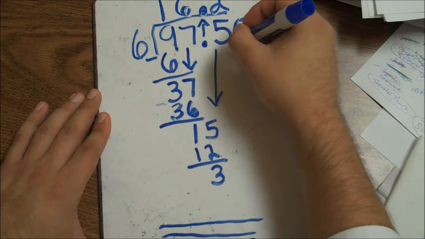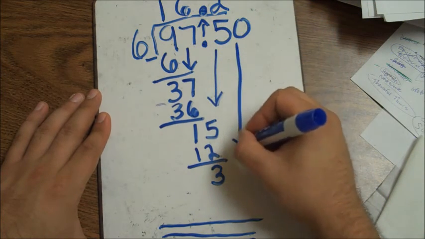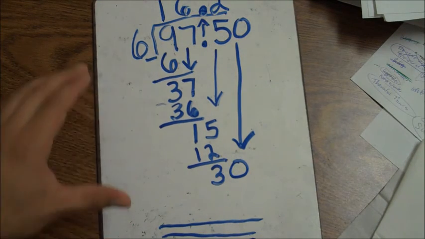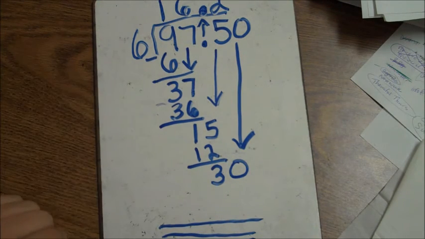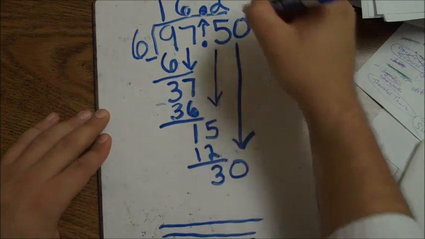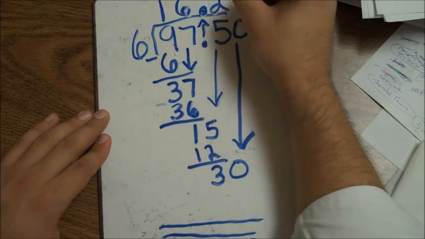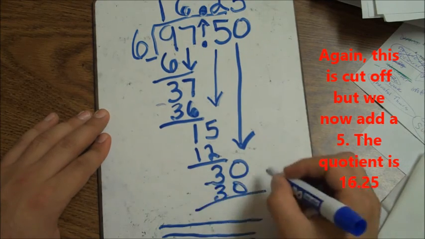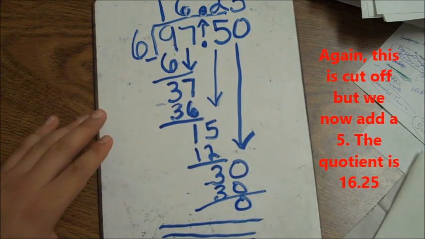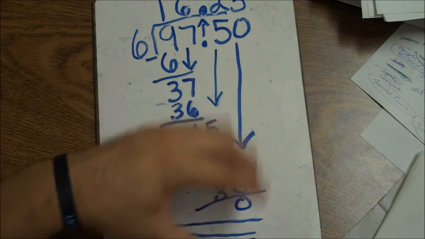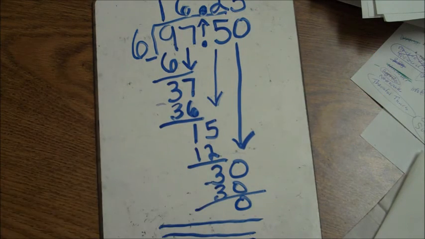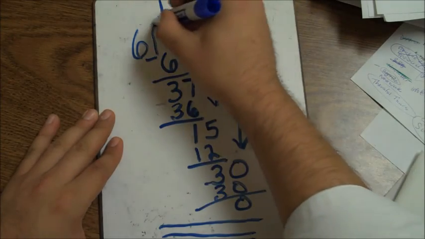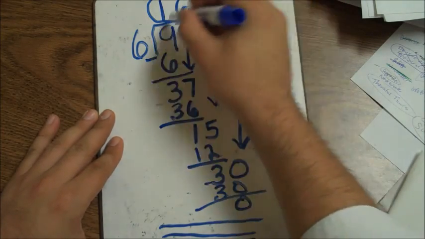So now that I have another number here, I'm going to bring it down. And that's going to leave me with 30. Well, how many times will 6 go into 30? Well, we got lucky, and this is a factor of 30. And I know that 6 times 5 is 30. When I subtract 30 from 30, I'm going to be left with 0. So now that nothing is left, now that I'm zeroed out, I know that my answer is now complete. And my quotient is going to be 16.25.